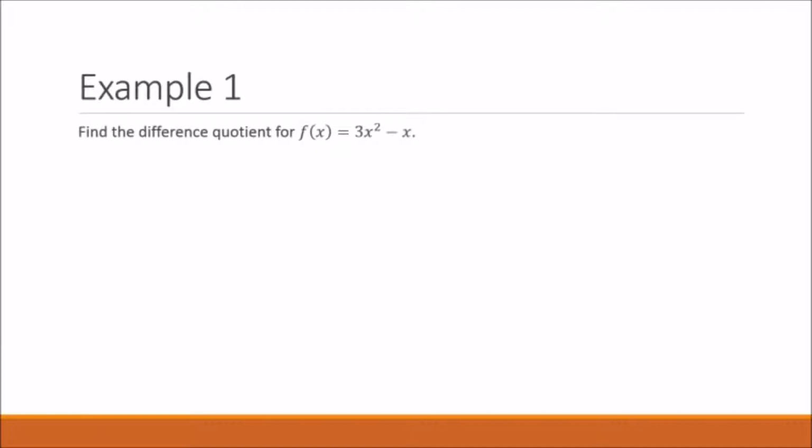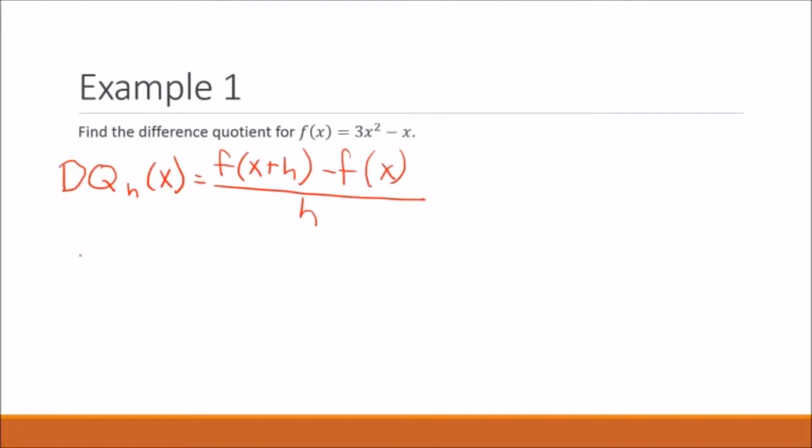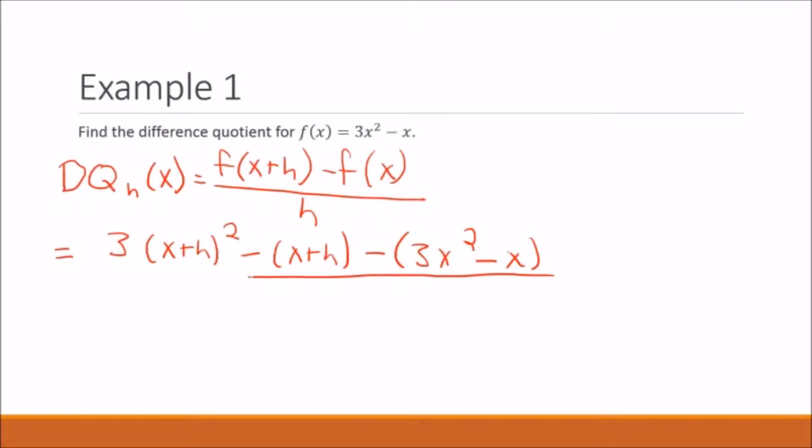So example 1 just asks us to find the difference quotient for f of x equals 3x squared minus x. So let's look at the difference quotient. We have our DQ sub h of x is going to be f of x plus h minus f of x, all divided by h. Well, if we go ahead and substitute everything in, that's going to be 3 times x plus h, this quantity squared, minus x plus h. Then from that we're going to subtract f, so we're going to subtract 3x squared minus x. And that's all going to be divided by h.